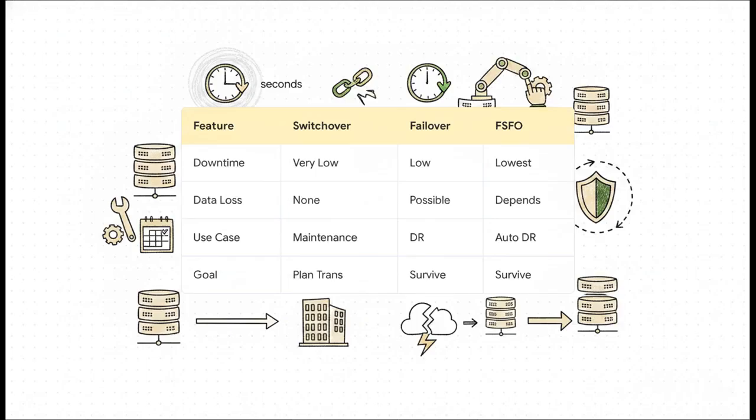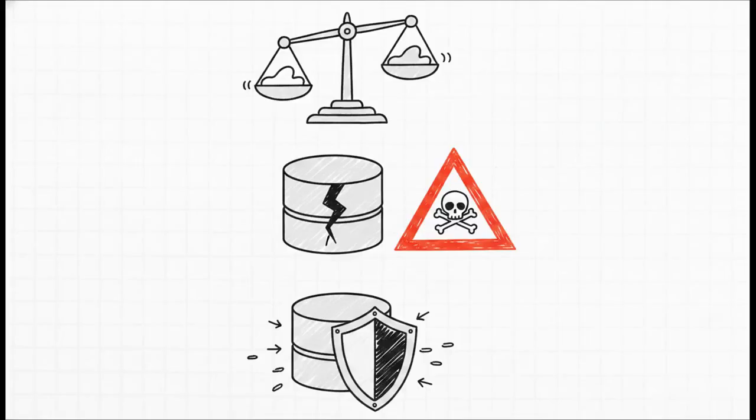And look at the shield icon for the goal. While Switchover is all about a planned transition, both Failover and FSFO share the exact same primary goal: simply surviving a critical outage. And this brilliantly illustrates the data loss risk across the three. For Switchover, you see perfectly balanced scales, guaranteeing zero data loss due to its planned nature. With Failover, marked by the hazard sign, there's possible data loss, right? Because the primary might have crashed before sending its final transactions over. And with FSFO's shield, data loss depends entirely on your configured protection mode.